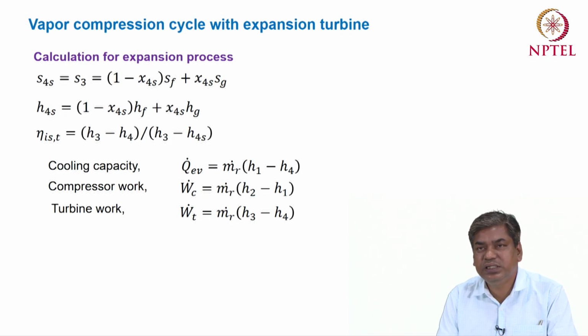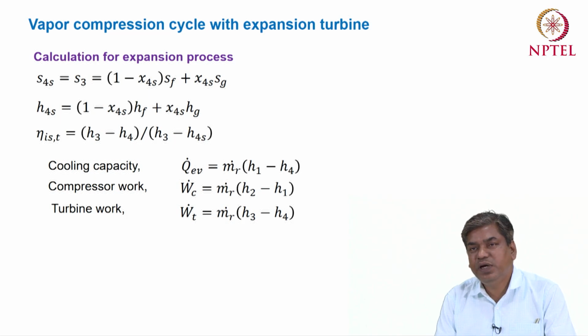The cooling capacity depends on H1 minus H4. H1 minus H4 is obviously more than H1 minus H3. So from here we can easily conclude that the cooling capacity will improve by using the expansion turbine. The compressor work, H2 minus H1, will be the same as the basic cycle, but additionally we are getting the turbine work, that is H3 minus H4.